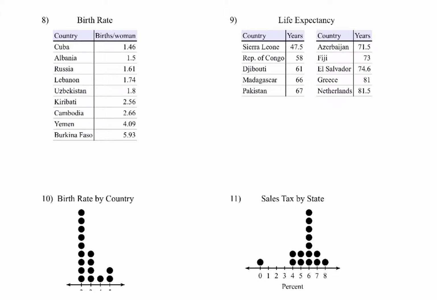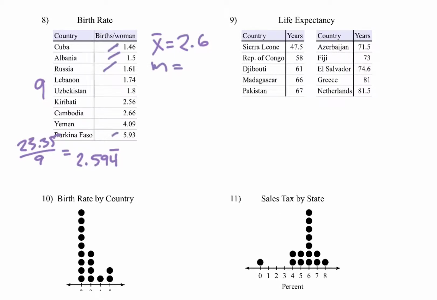All right, so the birth rates. Again, everything's in order, so we get the mean by adding them up, dividing by how many there are. Looks like there's 9 total. We get a total of 2330.35. Divide that by 9. We get 2.594 repeated. So let's just round that to 2.6. I'm fine if we round generally to the 10th. Okay, then the median. So 3 below, 3 above, 1 and 1. So our median is 1.8.